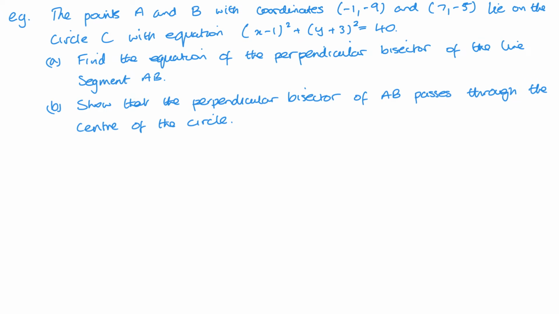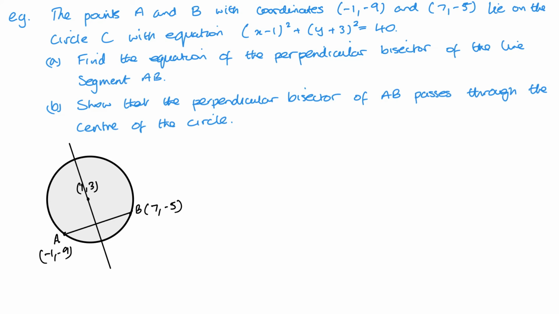So here we have the points A and B that lie on a circle C. We have the equation of the circle. We need to find the equation of the perpendicular bisector of the line AB and then show that it passes through the center of the circle. So here is just a very quick sketch of my circle and what I've got on here. So first we want to find the equation of the perpendicular bisector of the line AB.